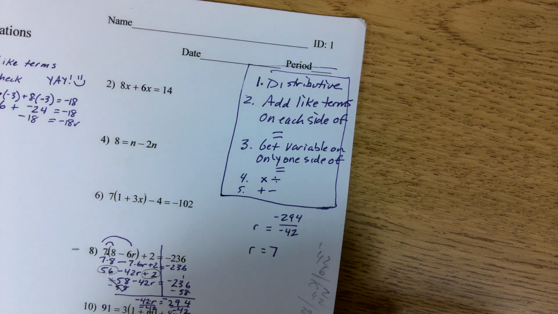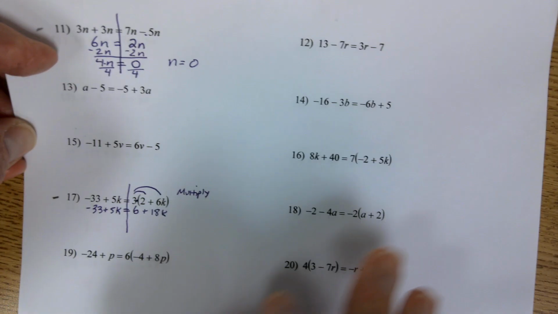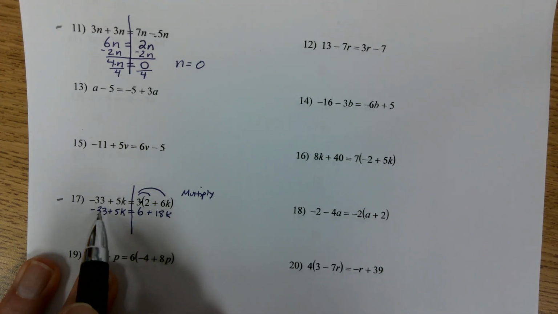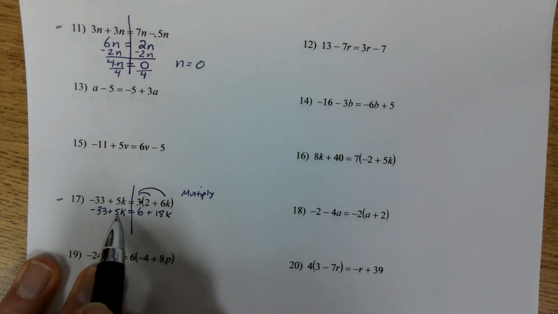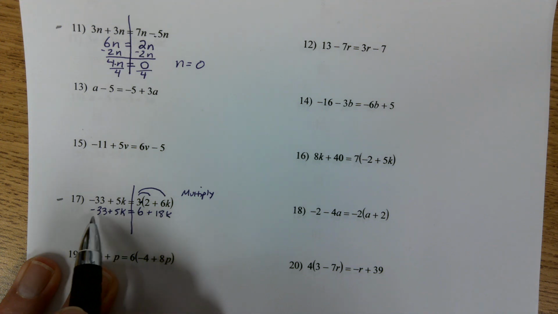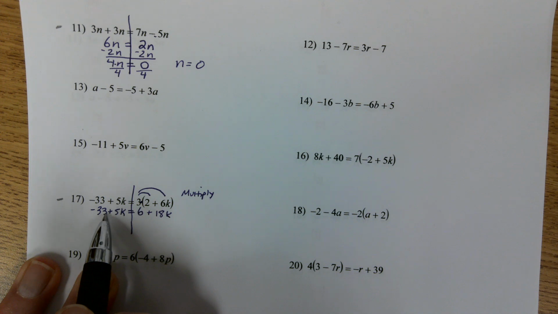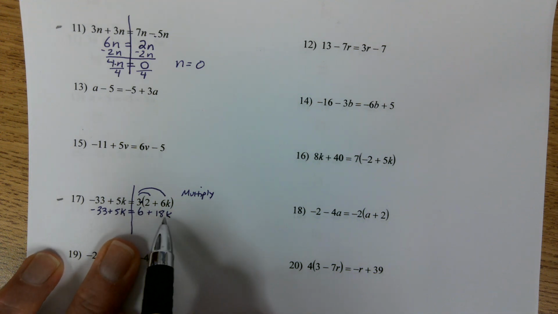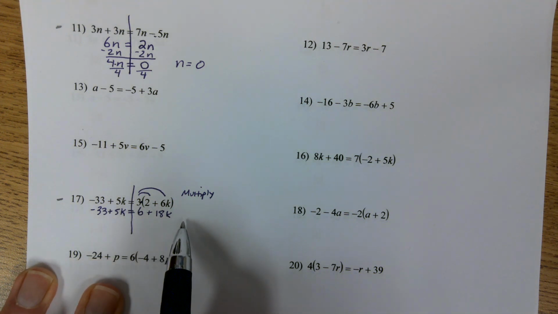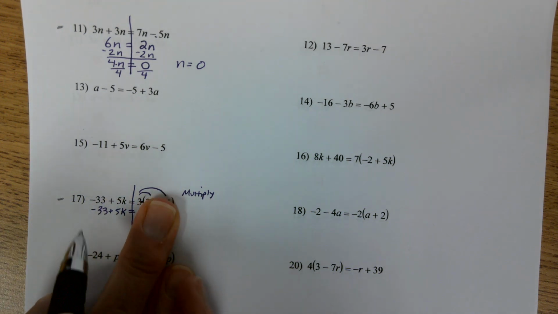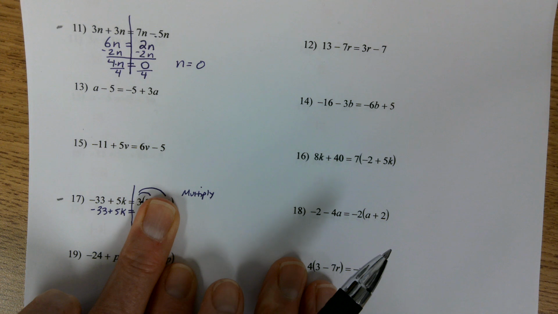Okay. I'm going to go ahead, move back to number 17. So 33 and 5k are not like terms. I cannot add them together. 5k terms has a k. 33, no k's. I cannot add those. 6 and 18k, I cannot add those. So I took care of number 2. I cannot add any terms on the right side. I cannot add any terms on the left side.